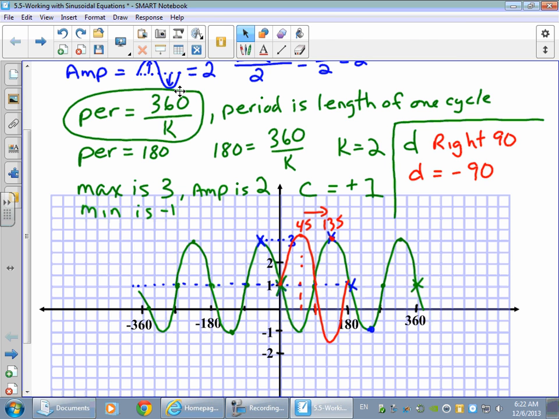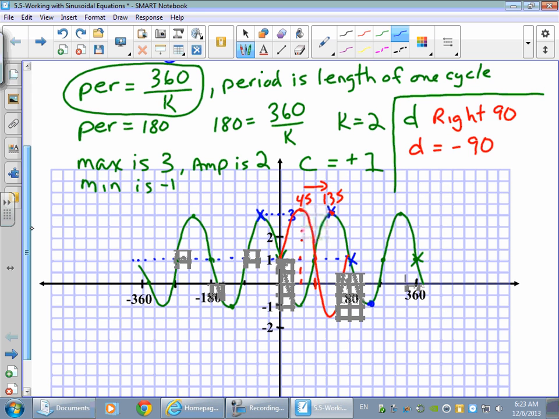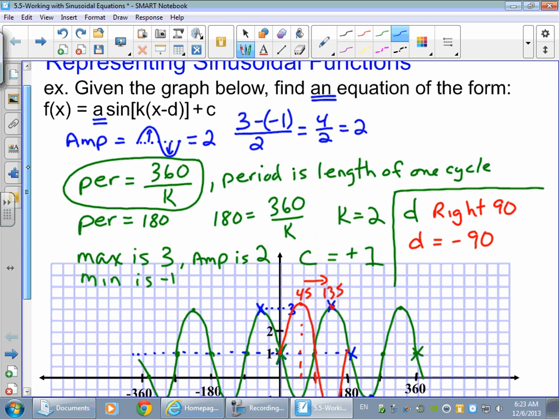So, kind of ran out of room here, but basically my final equation: my A value we suggested was 2. The K value we found to be 2 as well. Just coincidence there, of course. I've shifted 90 degrees and I've shifted up 1.